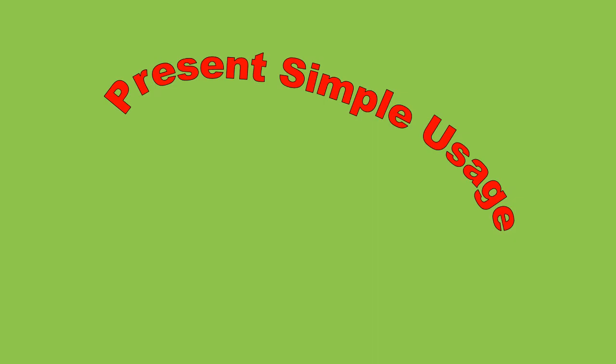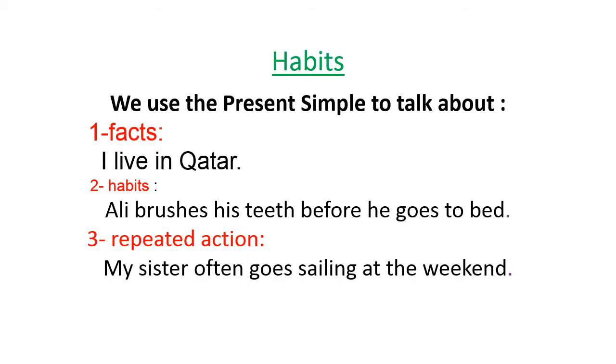Present simple usage. We use the present simple to talk about three things: facts, habits, and repeated actions. For example, I live in Qatar. Ali brushes his teeth before he goes to bed. My sister often goes sailing at the weekend.